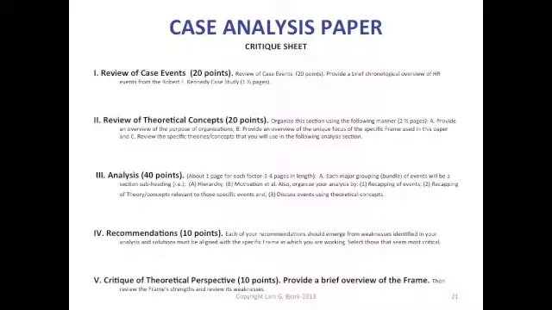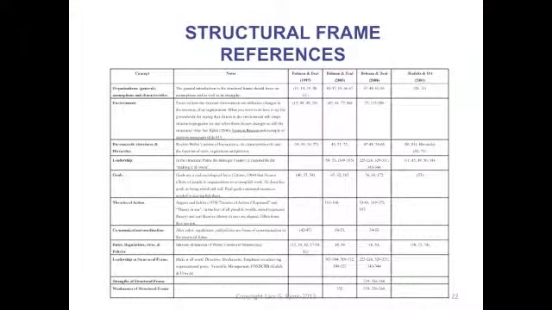Roman numeral 1, review of case events. Roman numeral 2, review of theoretical concepts. Roman numeral 3, analysis. Roman numeral 4, recommendations. And Roman numeral 5, critique of theoretical perspectives. I'll use the critique sheet as a framework for grading and providing feedback on your paper.